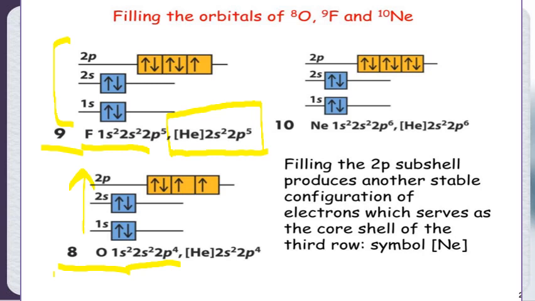configuration can be given as only first shell is complete here, second shell is still in the process of completion. So up till the first level, the configuration of helium is complete. So you will write helium before the valence shell of the oxygen.